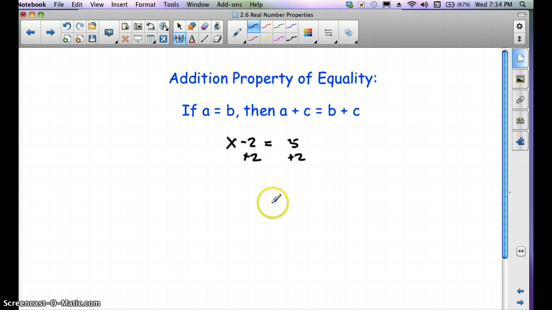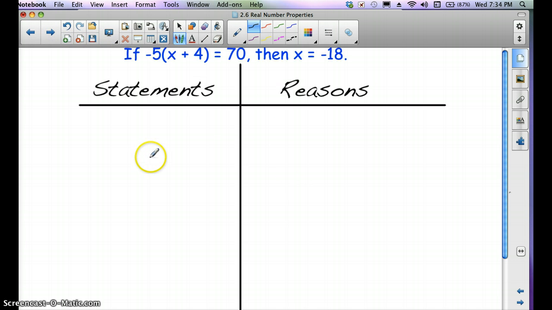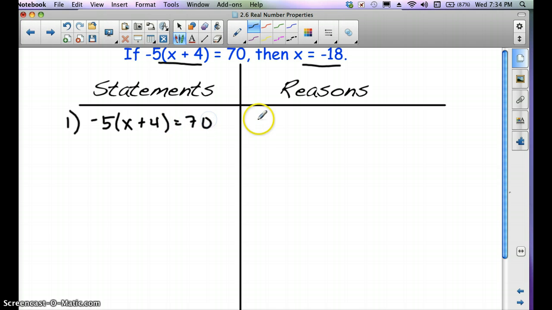So what we're going to do now is actually write an algebraic proof. We're going to prove that if negative 5 times the quantity x plus 4 equals 70, then x equals negative 18. We have to prove this. So we're going to start here, and we're going to end here. We're going to make a T-chart to organize our statements and reasons. Reasons are going to be our justification, so we're justifying why we can do this. We start out with our problem, and that is given to us.